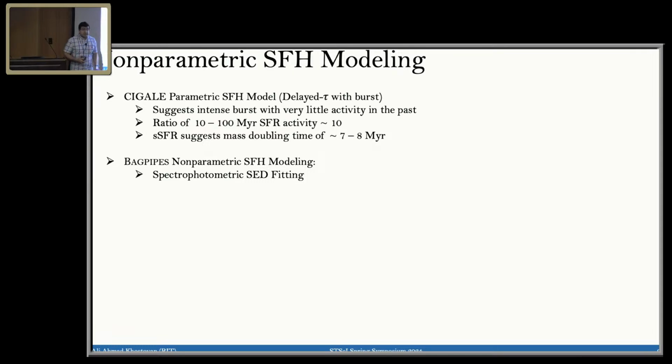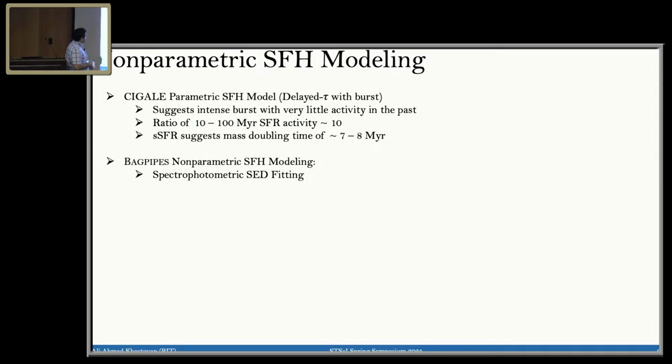So now we want to understand, well, how is star formation actually occurring? So we can do star formation history modeling with Seagal, that is using parametric star formation history models. And from what we learned from that, in our initial detailed analysis of this and of the SEDs, was that this source has a very intense burst of star formation activity with a very short mass doubling timescale.